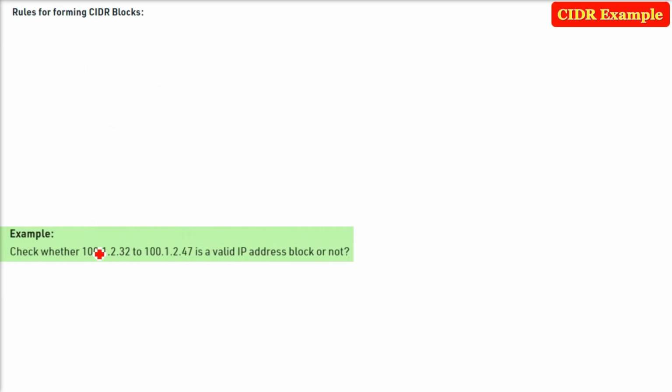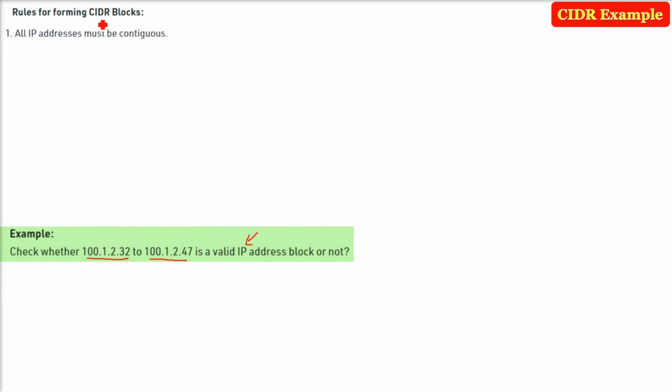So we have to check whether this IP till this IP is a valid IP address block or not, and we are talking about CIDR. There is no slash given, but always a CIDR address will be having an IP address followed by a slash with a number. This number will compute the network address.